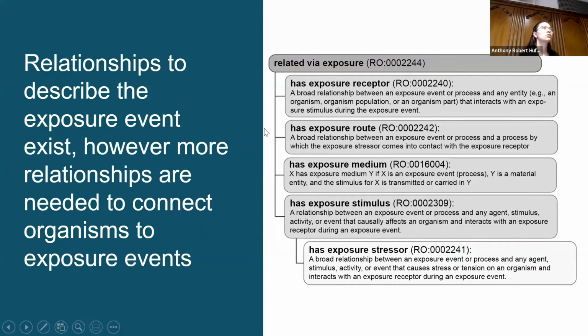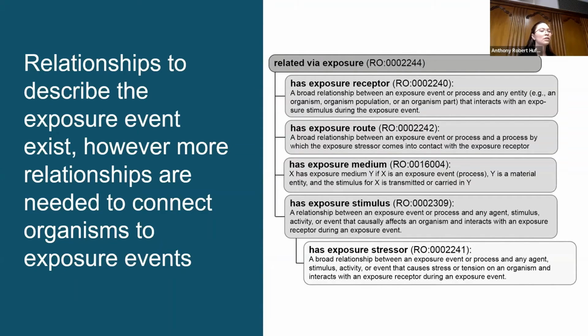Okay, so I think it's also interesting to discuss what kind of relationships we have that are related to exposure. And so this is the related via exposure branch of RO. And as you can see from this, if we're looking at some of the available relationships, it's things like has exposure receptor, has exposure route. And for the most part, in my mind, they seem to be relating and describing what's happening internally in the exposure event. So if I had an exposure event term, I would point to has exposure stimulus some chemical, or has exposure medium or route some this, that, or the other, right?